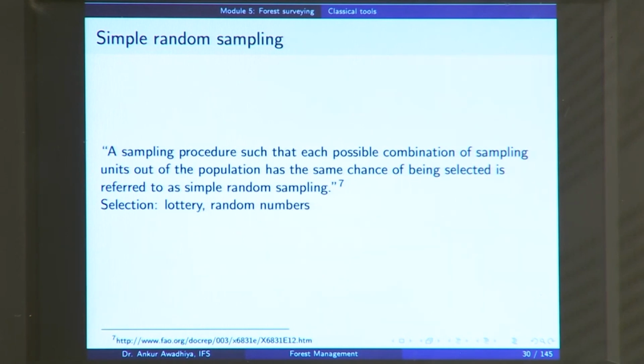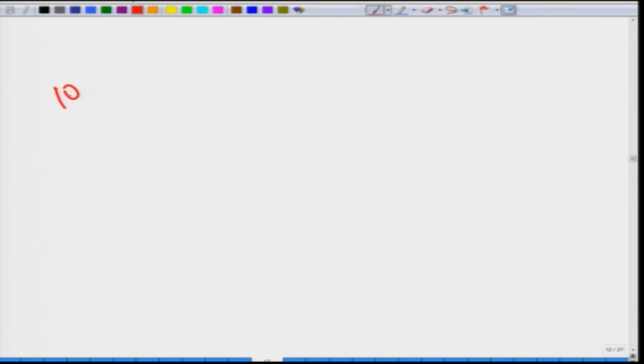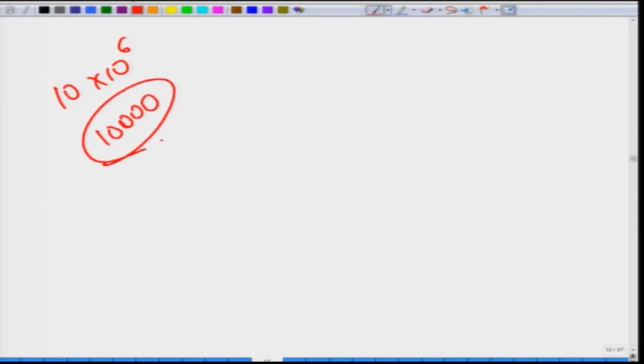So, what we are saying here is that we had chosen 10 million units in our frame, and out of these 10 million units you have to select 10,000 units. So, how do you select these 10,000 units? You could go for a lottery. So, on different chits of paper you write your numbers from 1 to 10 million, put them into a bag and select randomly 10,000 chits from this bag. Now, if you are using such a procedure, then this is known as a simple random sampling.